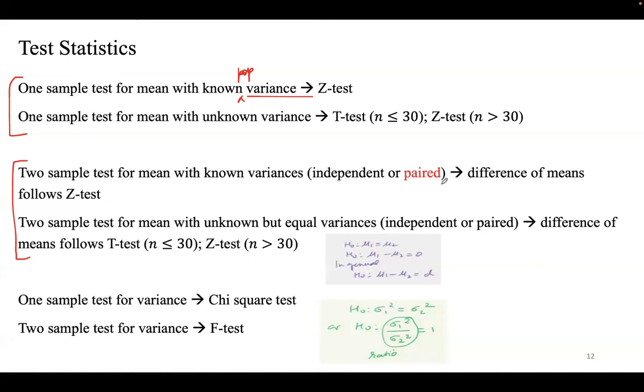In some cases the example for paired was given, in some cases it was not, but all cases are possible. It looks like the same thing, z-test and t-test. The only difference is that earlier it was the mean that followed the z distribution, but now it's the difference in means that follows the z distribution or the normal distribution. And the last cases were for estimating the variances. Are we estimating the variance of one population, or comparing the variances of two populations? Depending on that, we'll do either a chi-square test or an f-test.